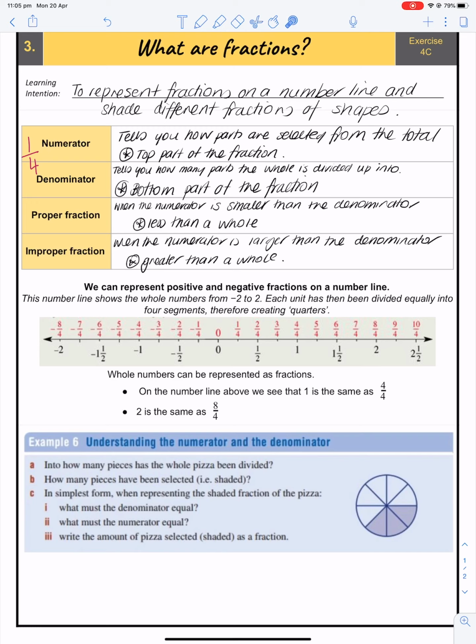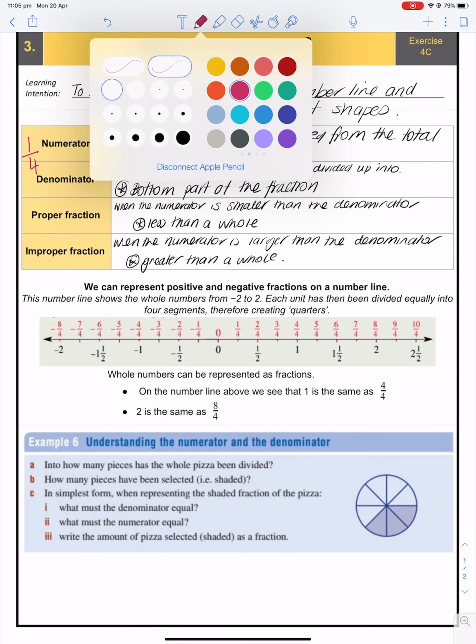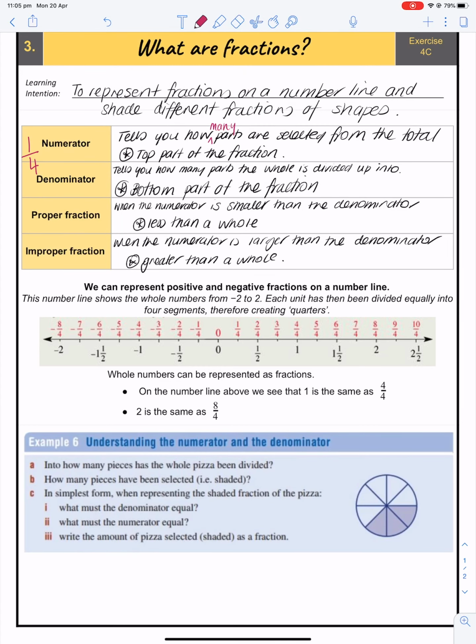Okay, and it tells you how many parts are selected from the total. So it means that whatever it is that my fraction is representing, so let's say it's a pizza, the top number tells me how many pieces I've selected or maybe I've eaten, and the bottom number tells me how many pieces my whole has been cut into. Okay, and that bottom number is your denominator, and it tells you how many parts a whole is divided into.